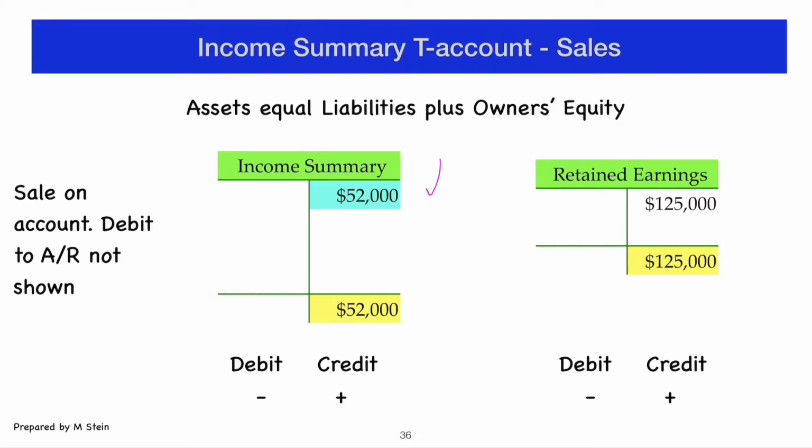If I put the credit to sales revenue, that doesn't matter because it would still show up on the income summary account. So notice that the credit increases income summary, and since income summary gets closed to retained earnings, it would have the impact of increasing owner's equity.